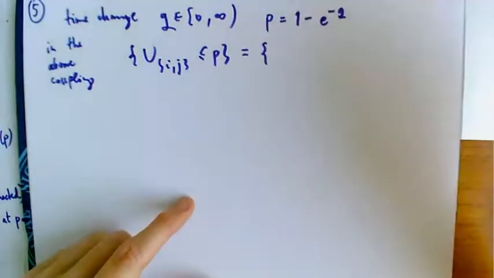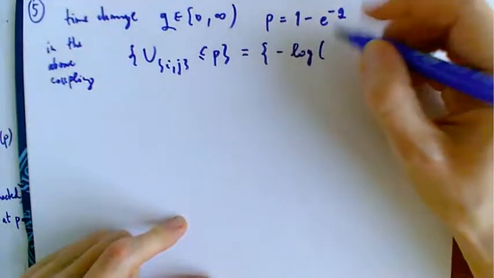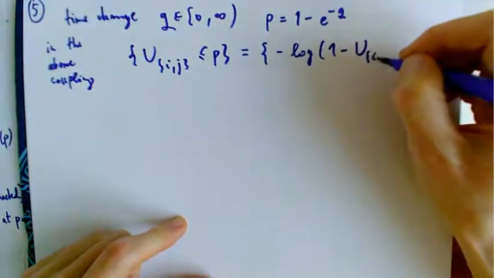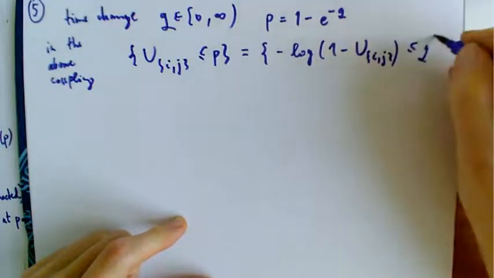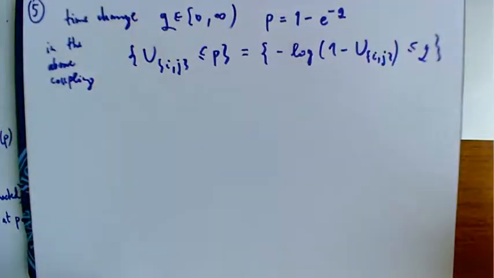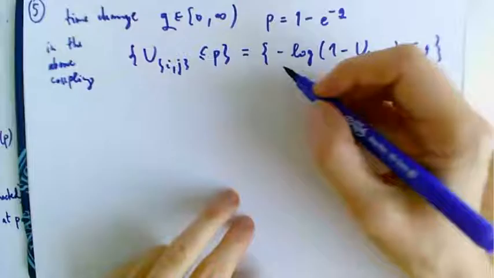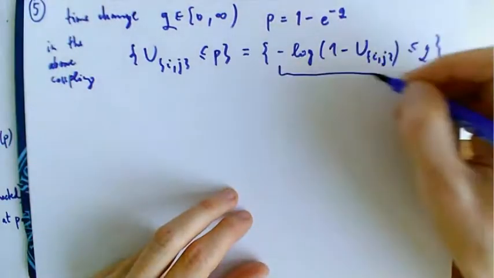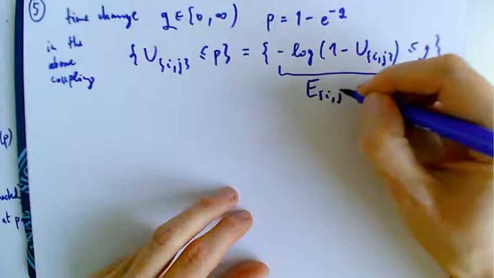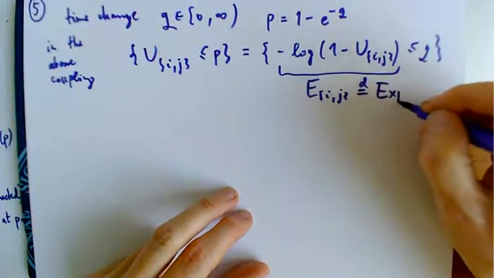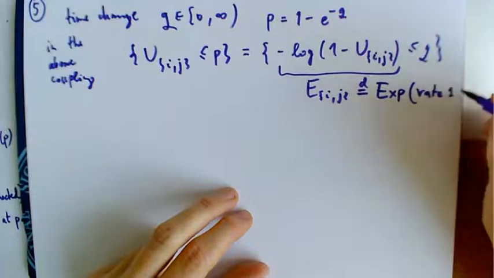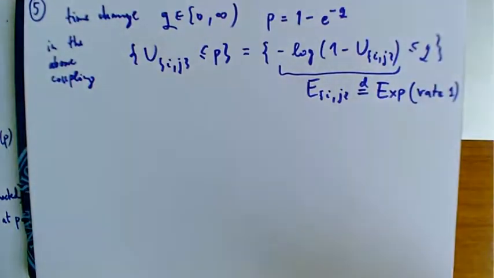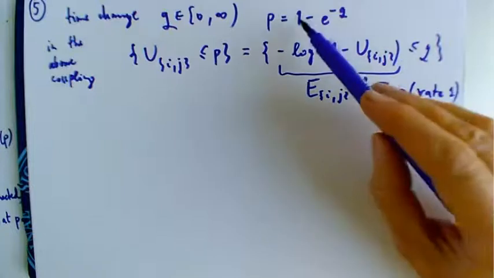But now this becomes, correct me if I'm wrong, something like minus log of 1 minus U_ij less than or equal to q. You can check it directly or indirectly. In any case, this is a new random variable e_ij, and it must have an exponential distribution with rate 1. The probability that this is less than or equal to q is p, which is that.